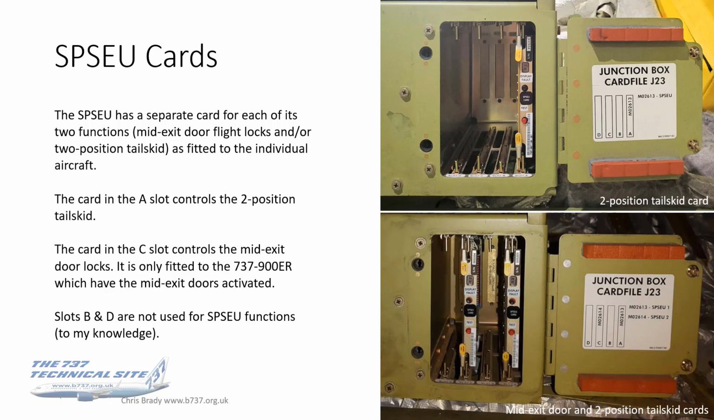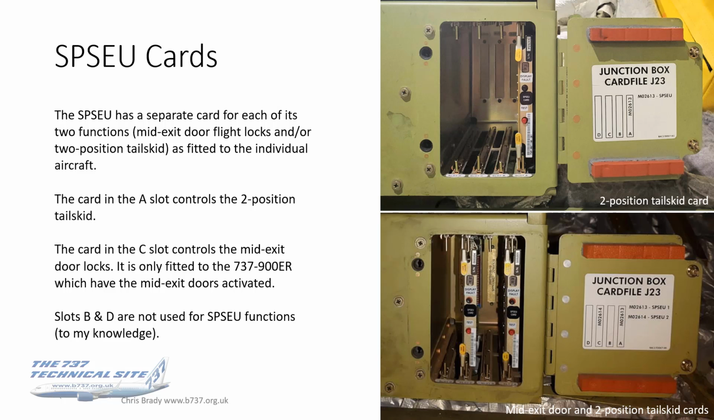The SPSEU has got a separate card for each of its two functions: mid-exit door flight locks and/or the two-position tailskid, as fitted to the individual aircraft. The card in slot A always controls the two-position tailskid. That's your upper photo. The card in slot C, shown in the lower photo, controls the mid-exit door locks, and again it's only fitted to the 737-900ER, which have got the mid-exit doors activated. If the doors are deactivated, which is again perhaps more common than you'd think, that card is removed.